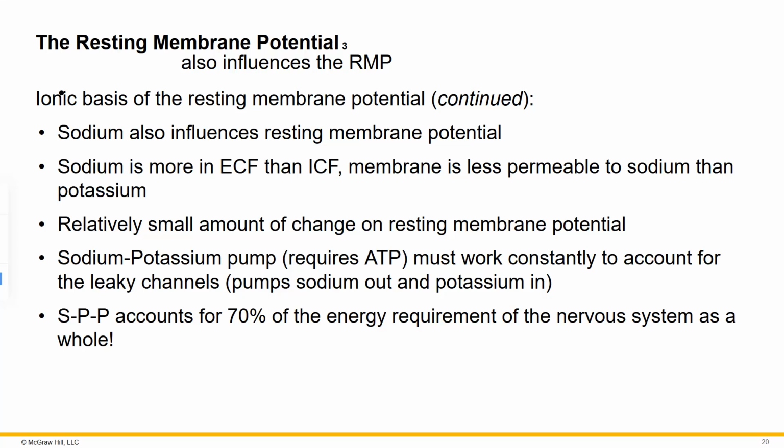The sodium-potassium pump accounts for 70% of the energy requirement of the nervous system as a whole. So that's pretty significant. Because the sodium-potassium pump requires energy, if we die, we're no longer bringing in oxygen, and if we're not bringing in oxygen, we're not able to produce energy. Without energy, we can't have any nerve impulses. So this is why neurons stop firing.